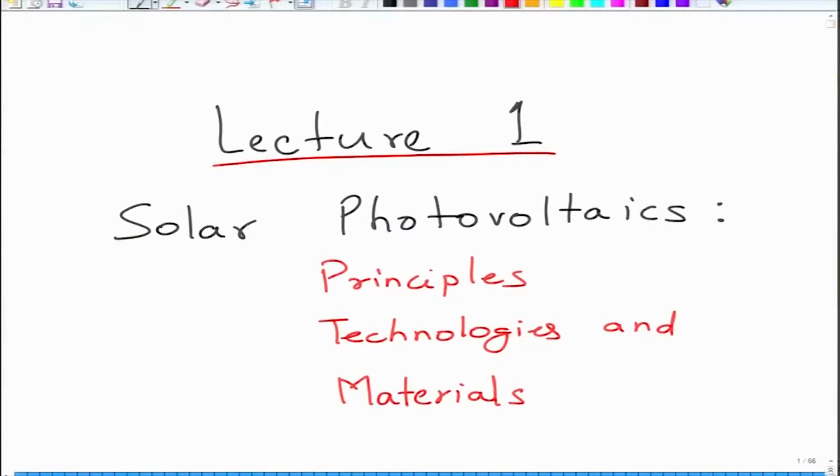Okay, so welcome to you all in this new course on solar photovoltaics, in which we will be talking about principles of solar photovoltaics, technologies that are currently in use, as well as those which have been researched over the past few decades, and the materials which are used in these technologies in terms of type of materials, the issues, and various other material aspects. So, this is the first lecture in which we are going to start talking about this course.